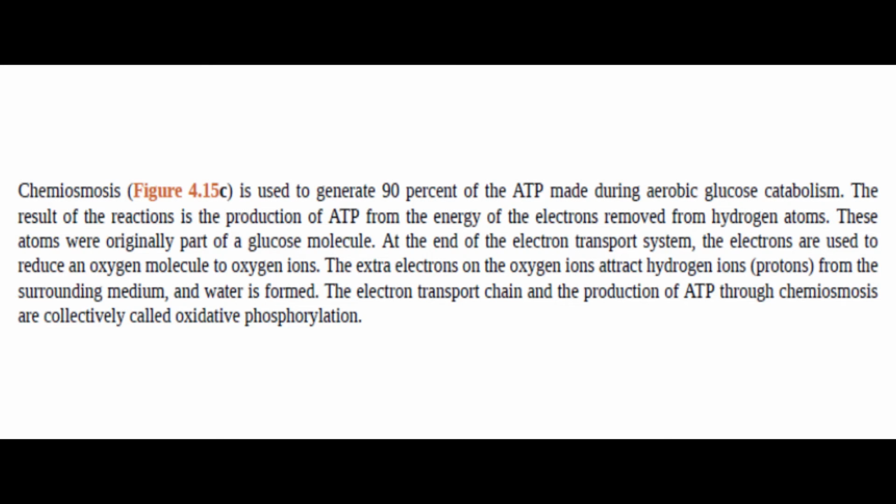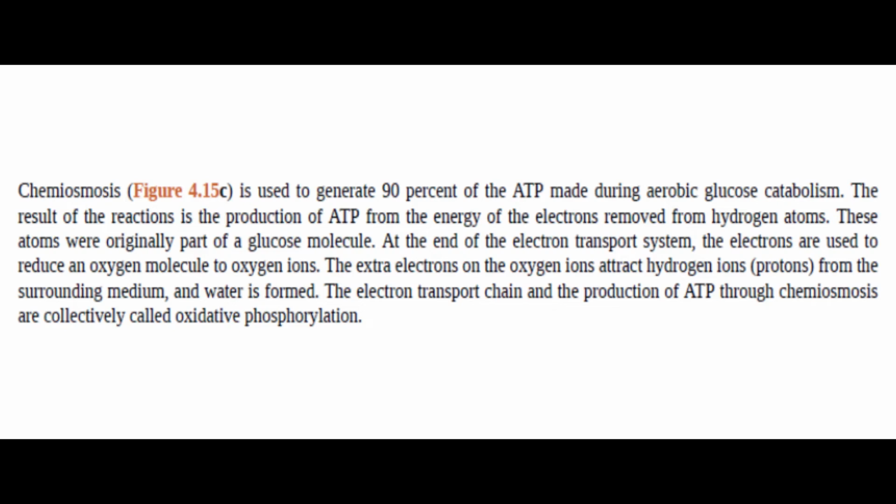Chemiosmosis is used to generate 90% of the ATP made during aerobic glucose catabolism. The result of the reactions is the production of ATP from the energy of the electrons removed from hydrogen atoms. These atoms are originally part of a glucose molecule.